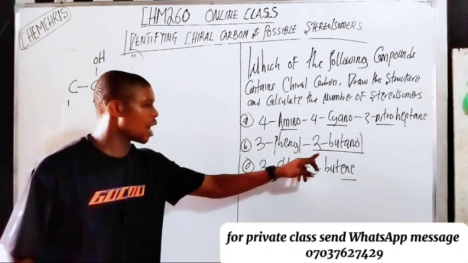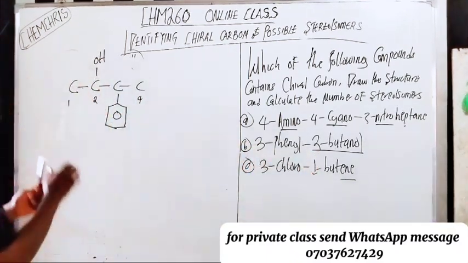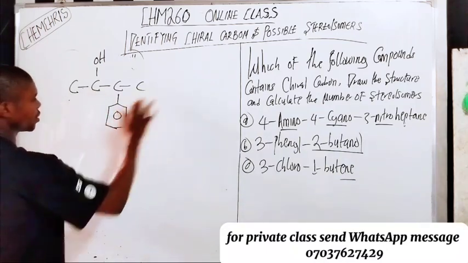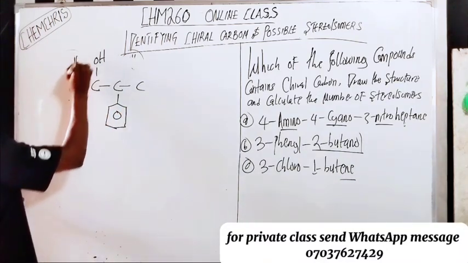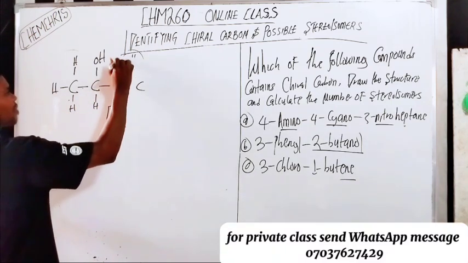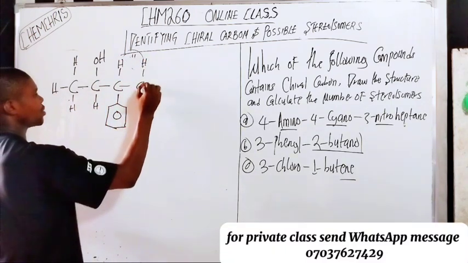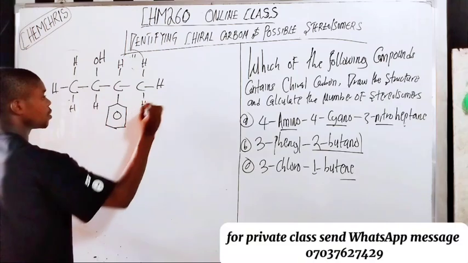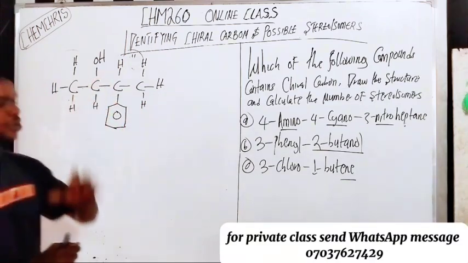On carbon number 3, I want a phenyl. On carbon number 2, I want OH here. Do you understand? So let's use the hydrogens. Here we have 2 hydrogens. Here we have hydrogen. Here we have hydrogen. Here we have 3 hydrogens.